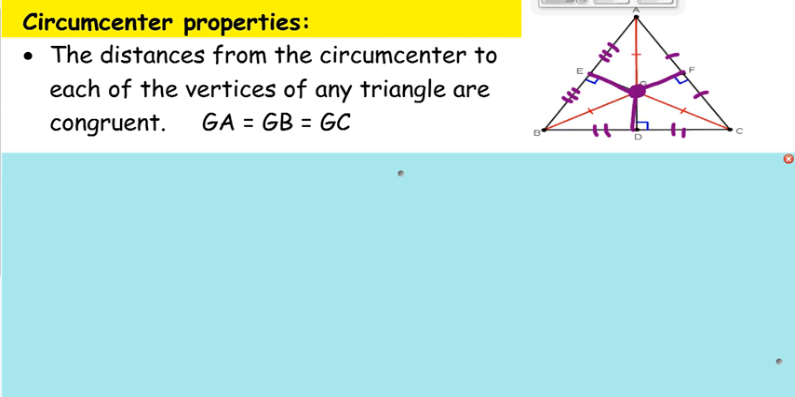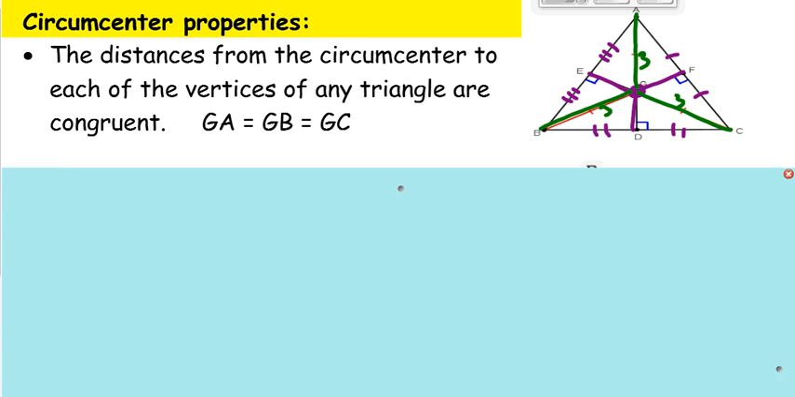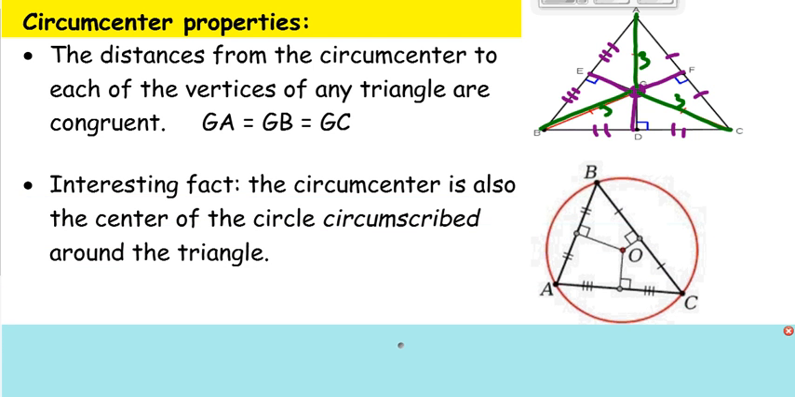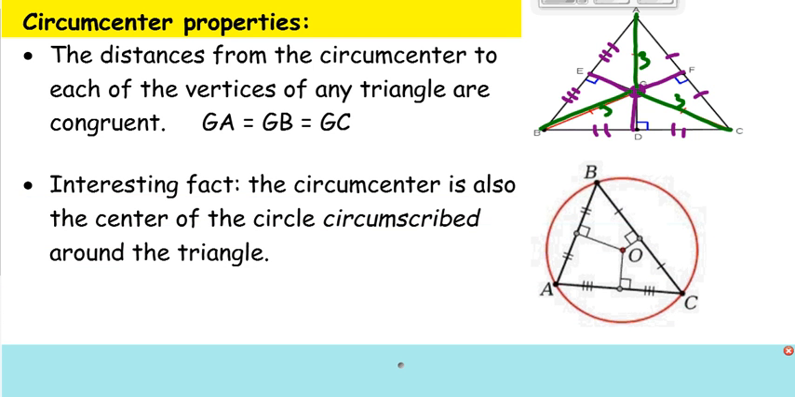This is the circumcenter. So the interesting property about the circumcenter is that the distance from the circumcenter to each of the angle vertices has to be congruent. So let's say if this is 3, then this has to be 3, and this also has to be 3. They have to be the same distance. Okay, and then we also already talked about the circumcenter being the center of the circle circumscribed around the triangle.